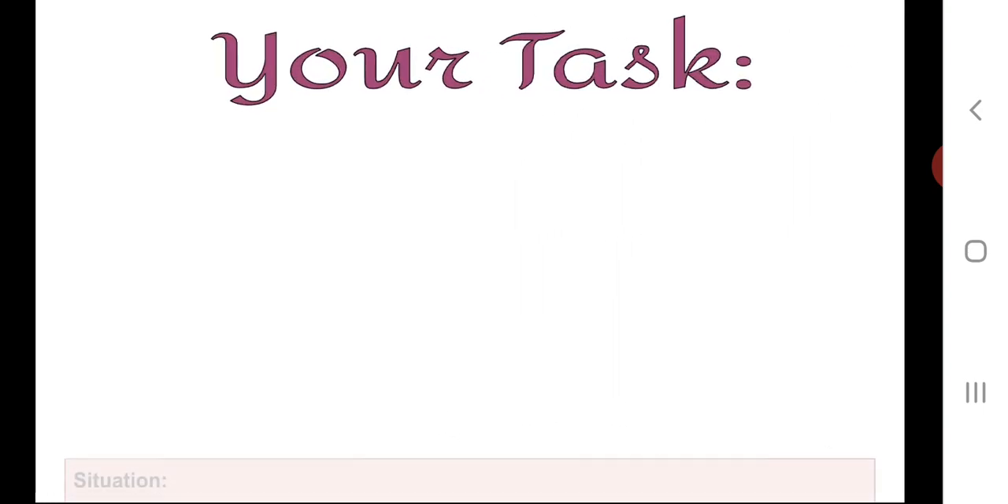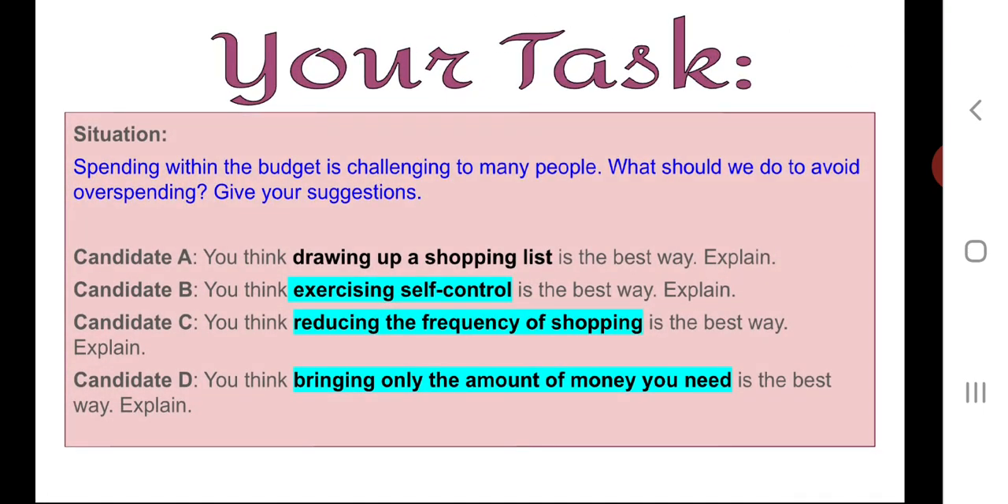Now let's look at your task. Just now, we have looked at candidate A's task. Drawing up a shopping list is the best way. Actually, I have given you one, and I have prepared another tutorial video on how to generate ideas using this graphic organizer on candidate A's task, which later I will post to you. And I have also demonstrated a 2-minute presentation based on the notes that I prepared during the 2 minutes of preparation, which I will also share with you later.